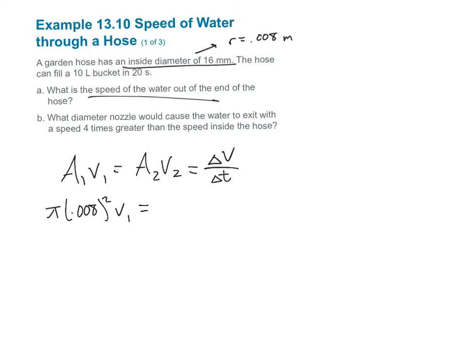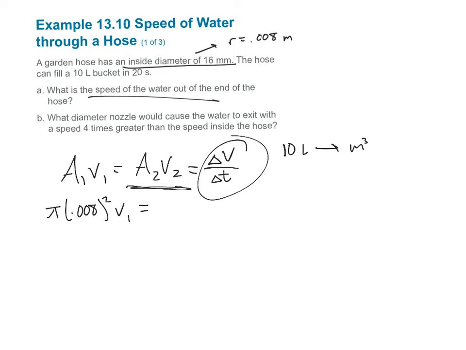Now, the other part of the system that we know about is the hose filling the 10-liter bucket in 20 seconds, which is not this A2V2. It is instead this delta V over delta T. So that's what we're going to plug in here. The delta V is 10 liters. We're going to have to convert 10 liters to meters cubed. That's really what kills people on these questions is the conversions.